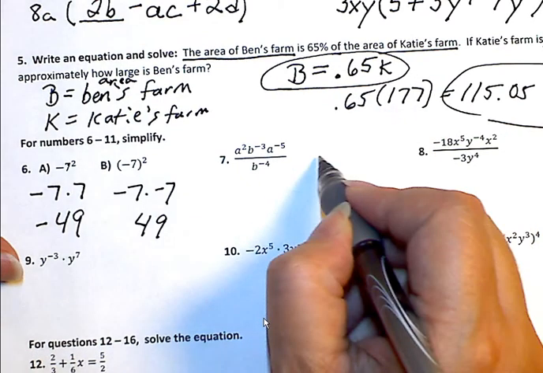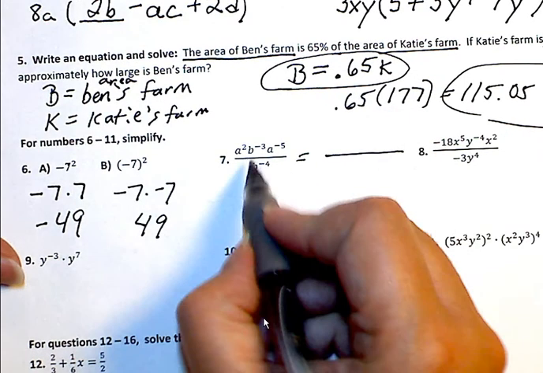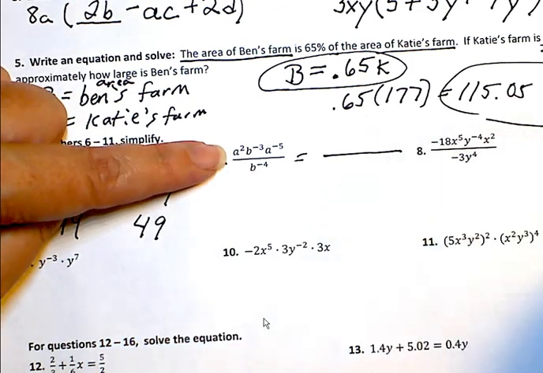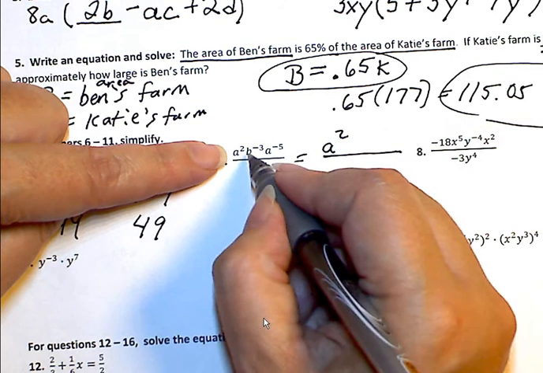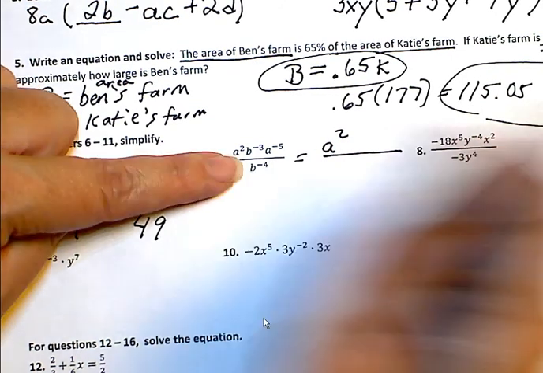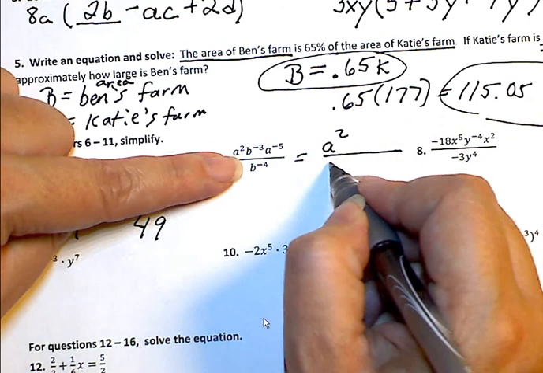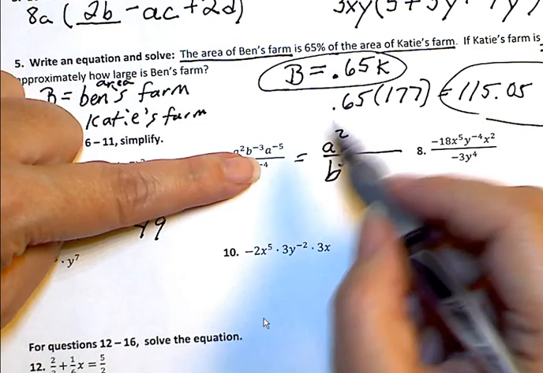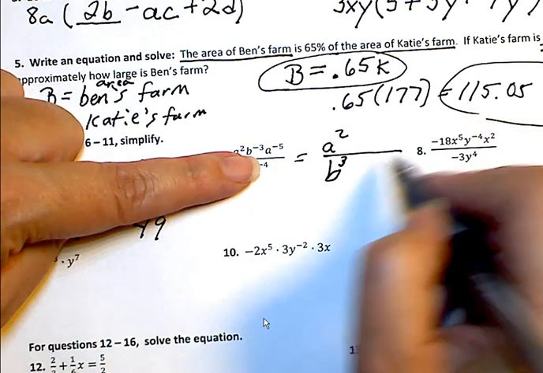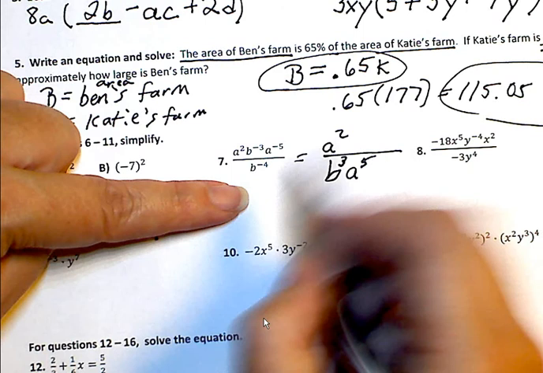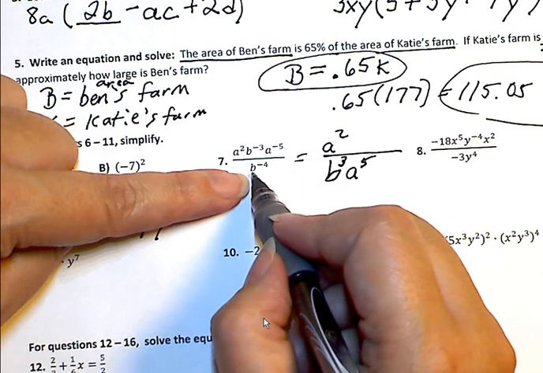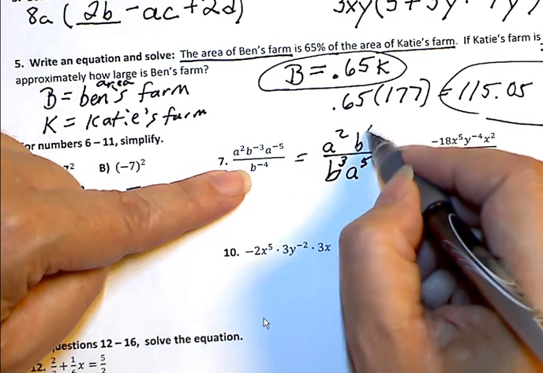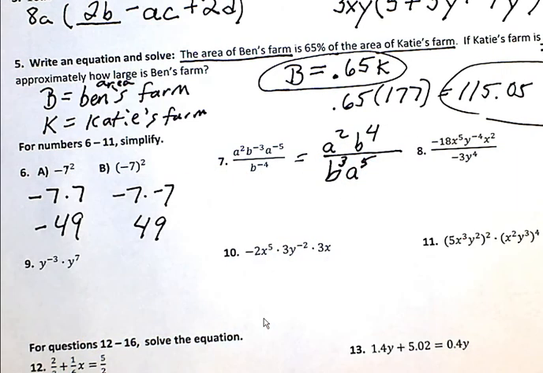So the first thing that we have here is you're going to tell me if it stays or moves to the bottom. A squared stays. B to the -3 goes down, because remember, anytime it has a negative, it goes to the opposite, and that becomes a positive then. So B to the 3. A to the -5 goes down, A to the 5. Then B to the -4 goes to the top. So it's B to the 4. And then I'm going to wait to see if anybody has any questions.